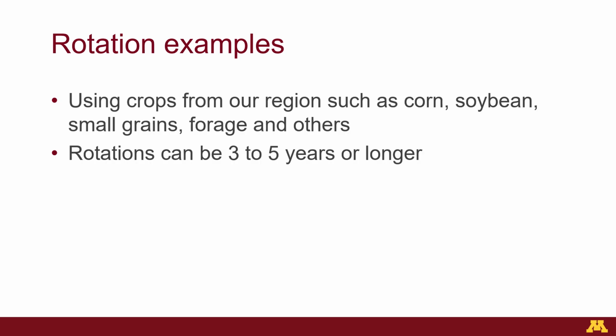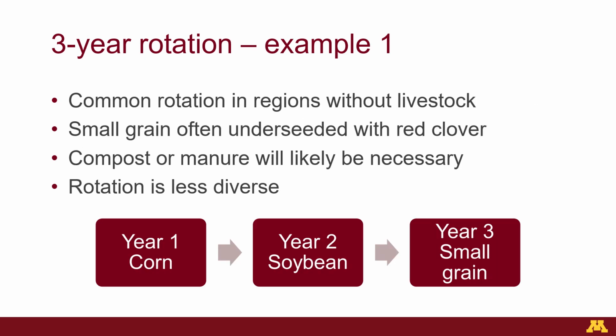In this section, we will focus on rotations with common field crops in our region, including corn, soybean, small grains, forages, and several other crops. Rotations can vary in length from 3 to 5 years, or even longer. We will start with one example of a 3-year rotation. Year 1 is corn, Year 2 is soybean, and Year 3 is a small grain.